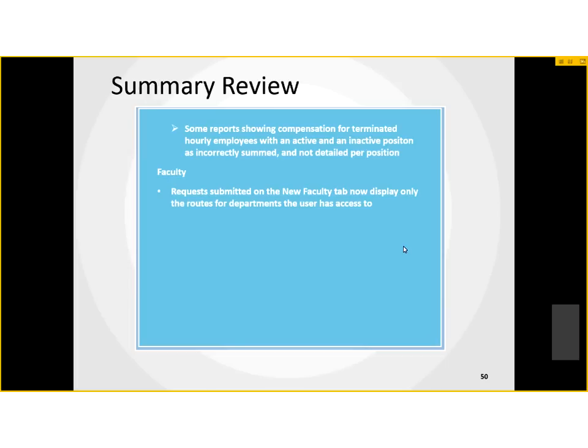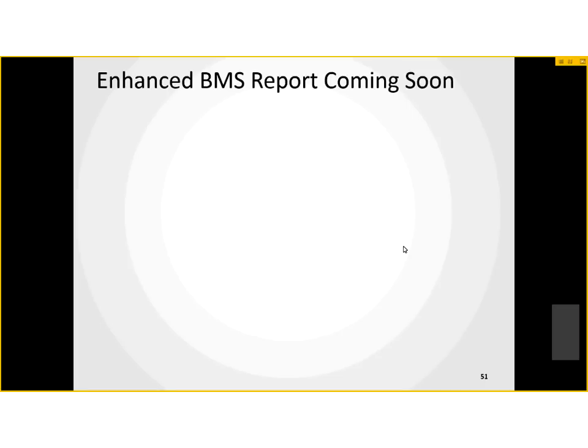On the faculty tab, you can now only see the routes for the departments to which you have access, and on the dashboard we have the 2 new balances, the balance and balance direct only, so knowing that the balance column is the column that includes the indirects.